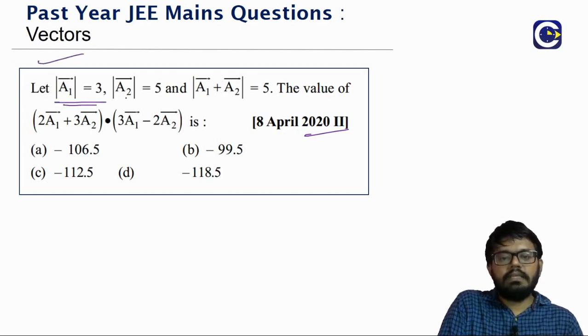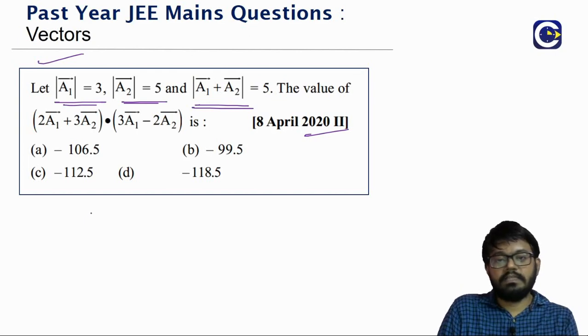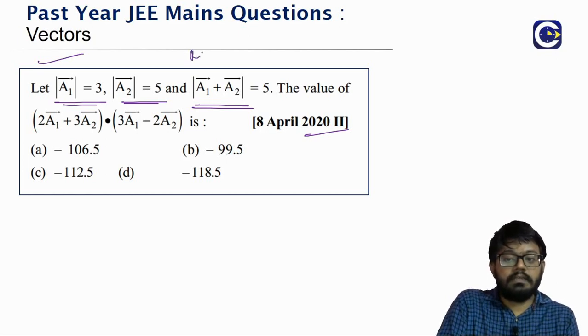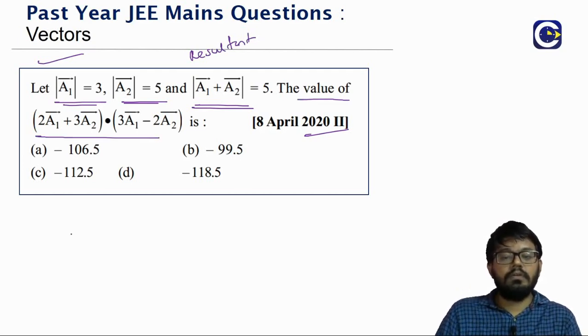Let mod A1 be 3 and mod A2 be 5. Mod of A1 plus A2 is also 5. Which means the modulus of A1, the first vector, is given, the modulus of A2, the second vector, is given, and the modulus of A1 plus A2, which is the resultant, is given. What do you mean by mod of A1 plus A2? That is the resultant of A1 and A2, right? That is 5.